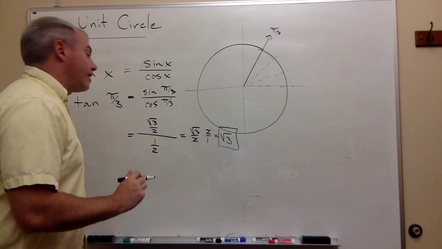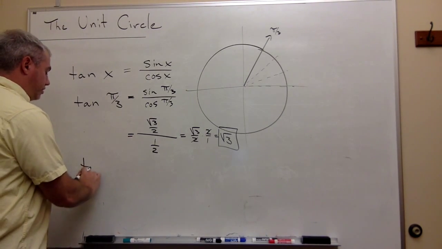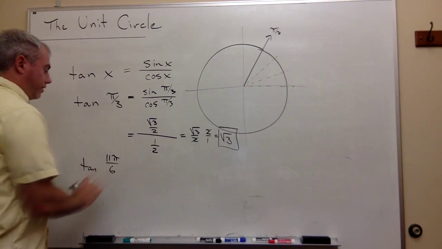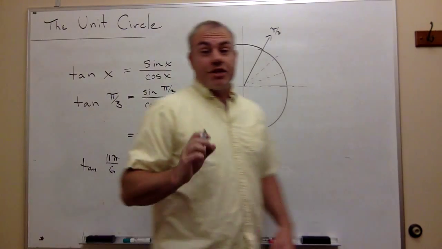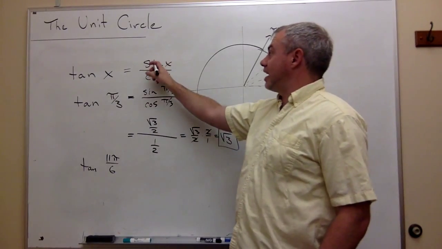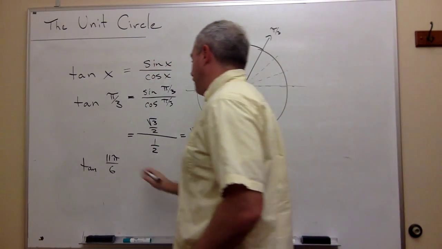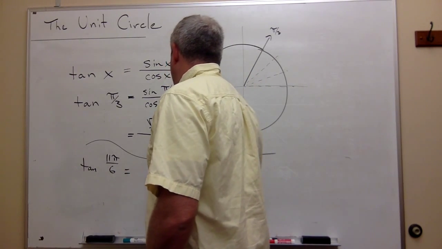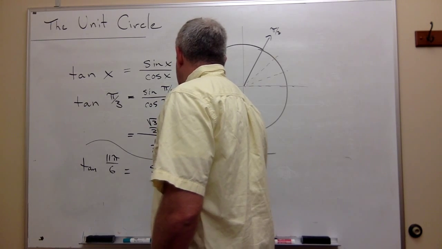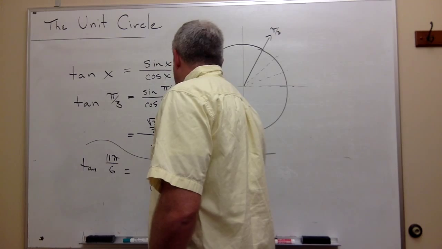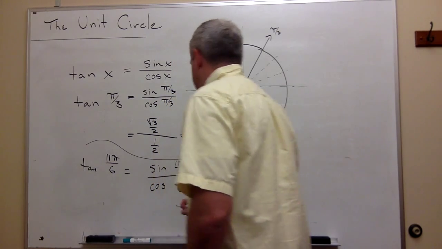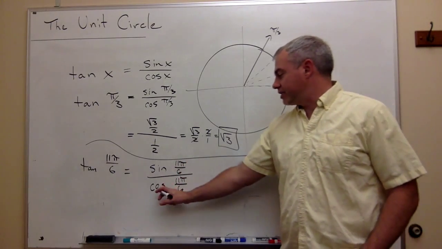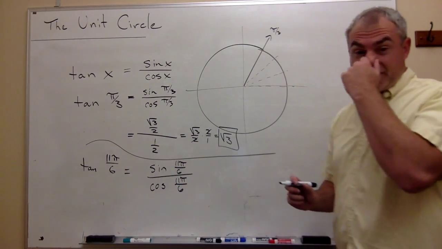Let's do one more just to make sure that we've got it. Let's look at tangent of, let's say, 11 pi over 6. Well, as I just said, tangent is sine of x over cosine of x. So tangent of 11 pi over 6 is going to be equal to the sine of 11 pi over 6 divided by the cosine of 11 pi over 6. So we just need to figure out the sine of 11 pi over 6 and the cosine of 11 pi over 6. Let's start with sine.